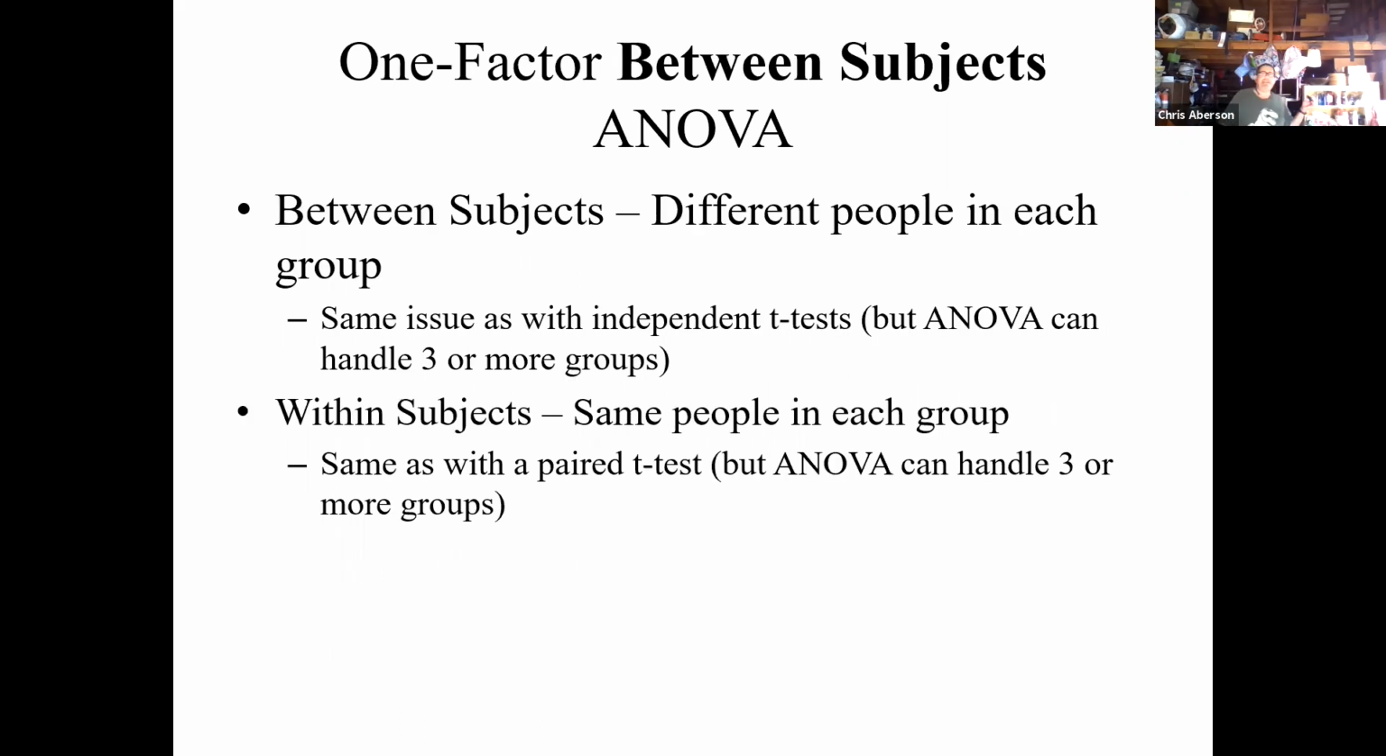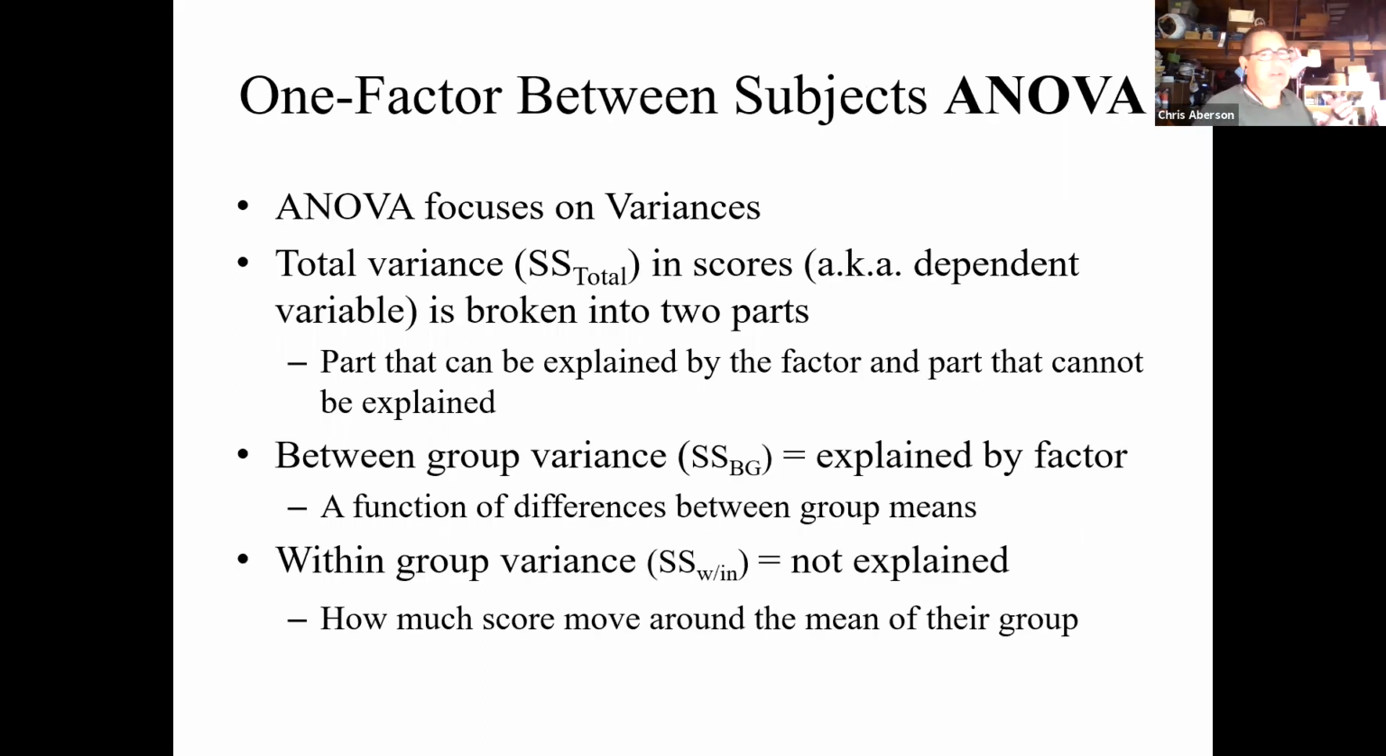All right, one factor between subjects. What does between subjects mean? Between subjects means we have different people in each group. So different people in each group. This would be analogous to the independent samples t-test, but again, the big difference is ANOVA can handle three or more groups. Similarly, we have within subjects ANOVA approaches. That's analogous to the paired t-test, where we have the same people in the same groups, but now it's three or more. We can handle three or more, not just a two group situation. And then finally, the term ANOVA.